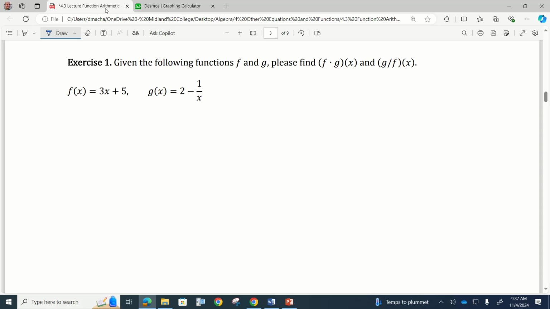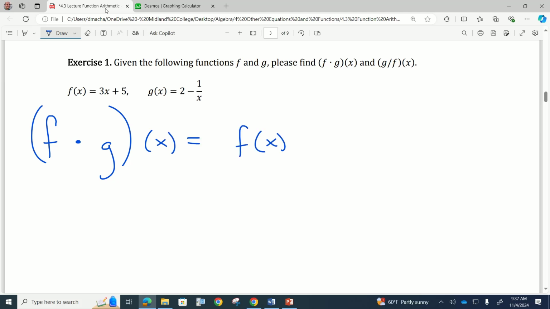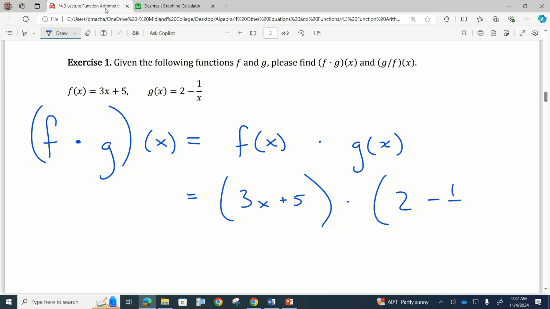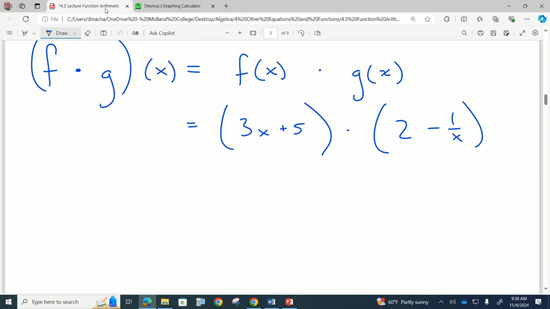We're talking about functions. So if I wanted to multiply these functions, what you might see is like this. We say f times g of x. And this is just f of x times g of x. So this would just be 3x plus 5 times 2 minus 1 over x. I also want you to simplify if you get to this point.